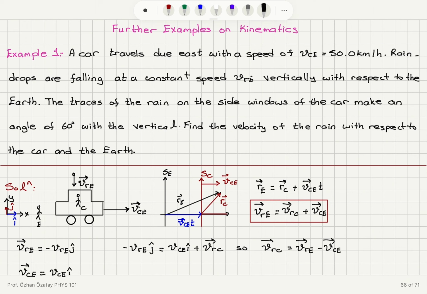at the raindrops. The raindrops are falling at a constant speed VRE vertically downward with respect to the Earth reference frame. However, the person in the car sees that these raindrops are making an angle of 60 degrees with respect to the vertical by looking at the traces of the rain on the side windows of the car. So this is a side window of the car, and we see that the raindrops are making an angle. So what is the velocity of the rain as reported by the Earth and the car observer?